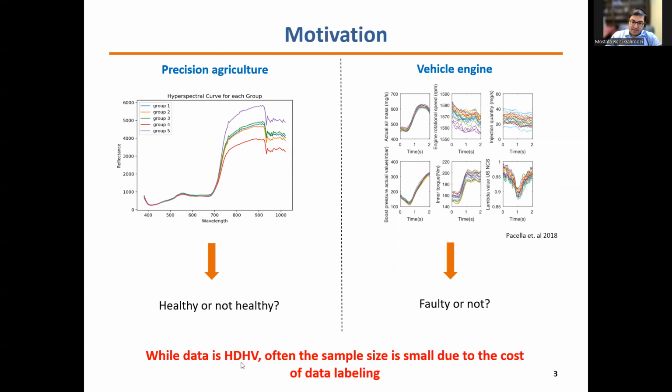While data is HDHV, the sample size is often small due to the cost of data labeling. For example, in farms, one may need lab results and lab experiments in order to identify whether the crop has a disease or not. Or in the engine example, an expert or technician needs to identify or evaluate the engine.